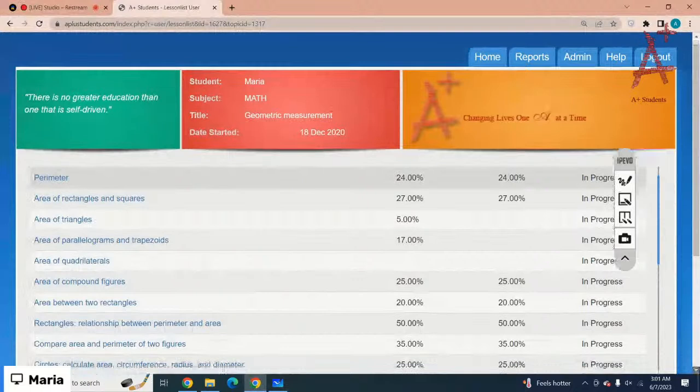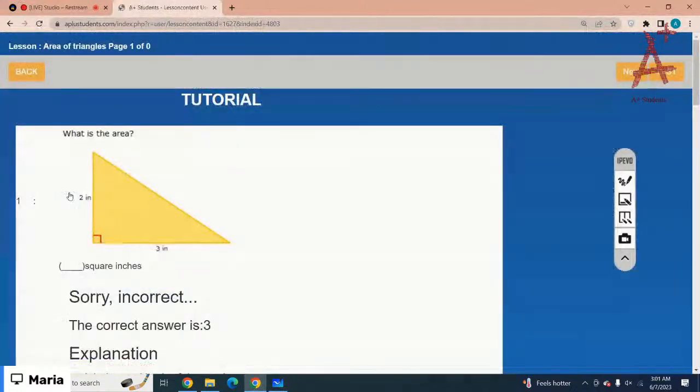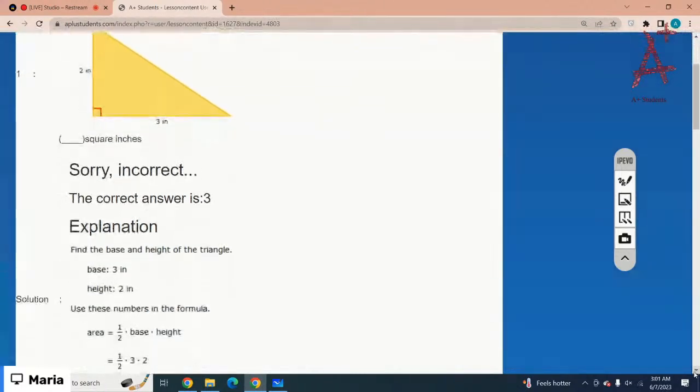Here I am on grade 6 maths. The chapter we're working on is geometric measurement. Let's start with the lesson, area of triangles. So what is the area? You are given the height and the base. Whenever you have to calculate the area of a triangle, you use the formula half times base times height.